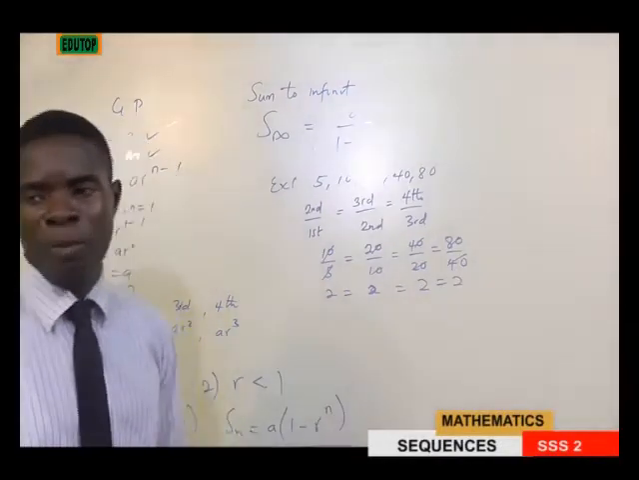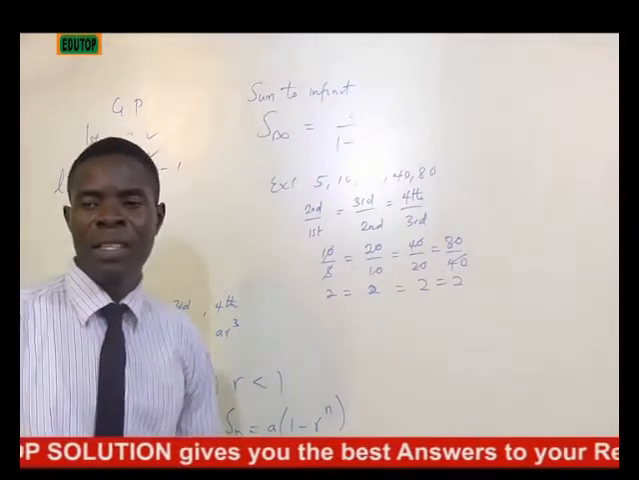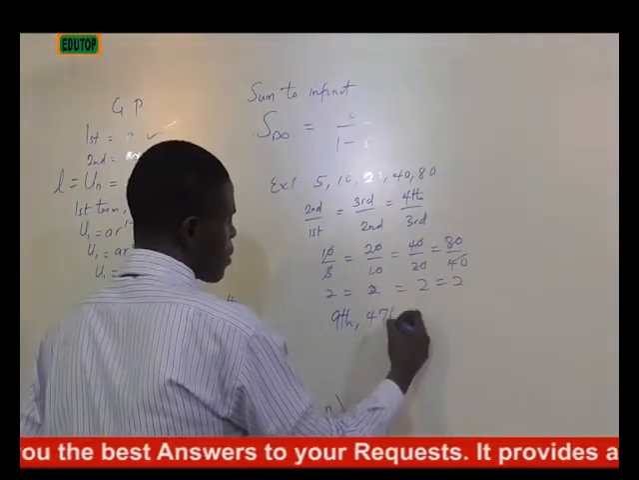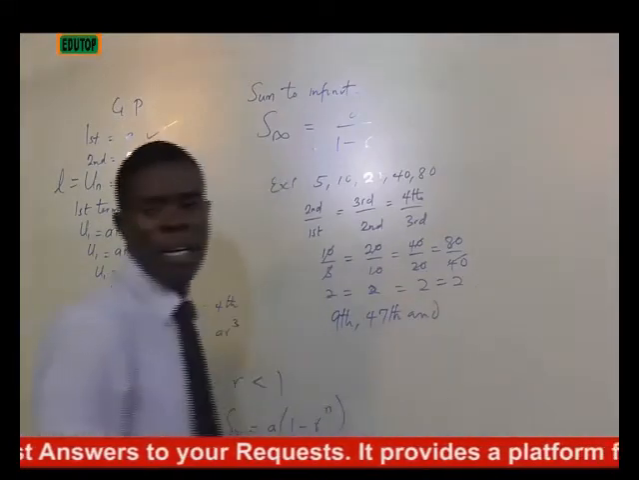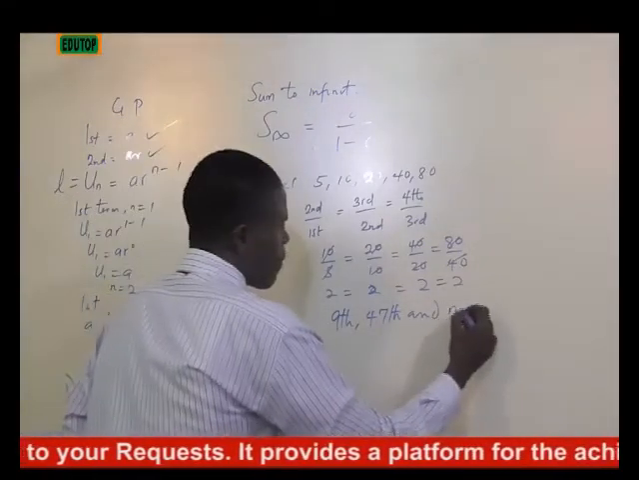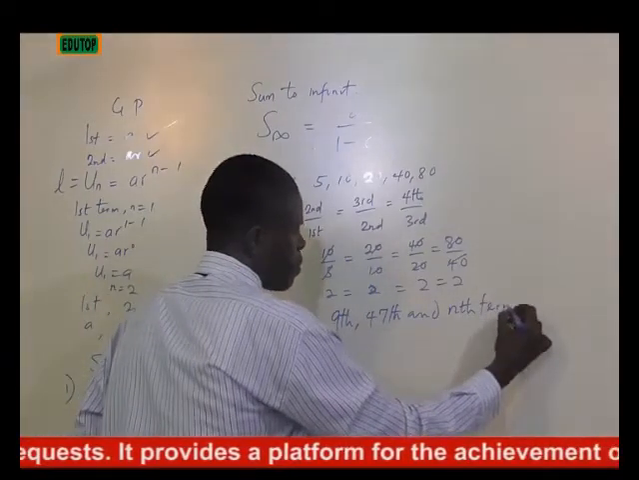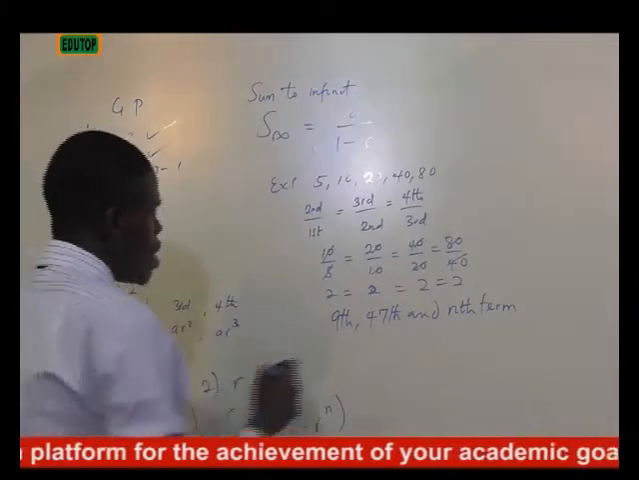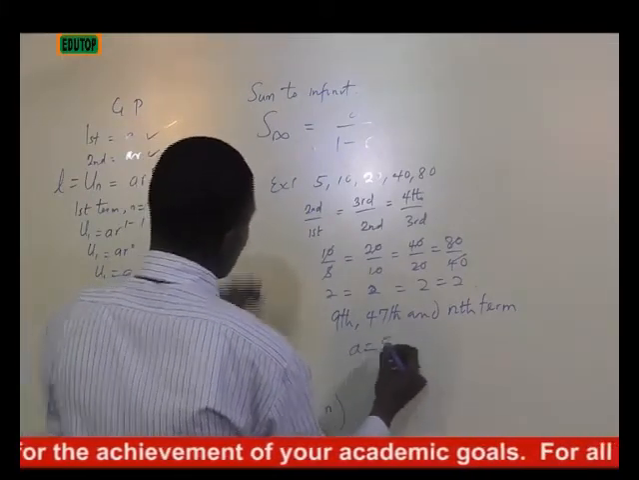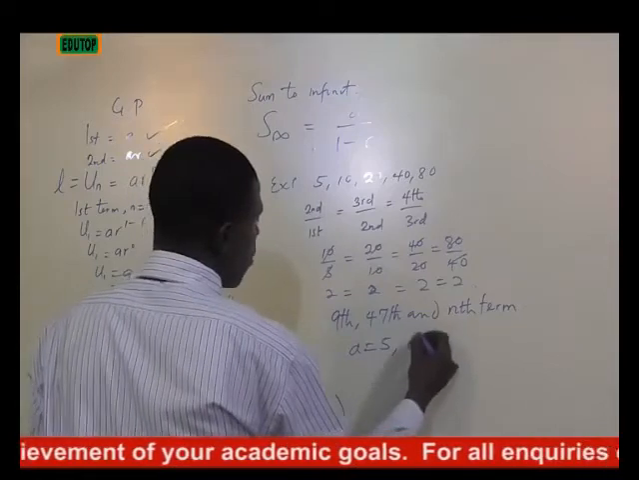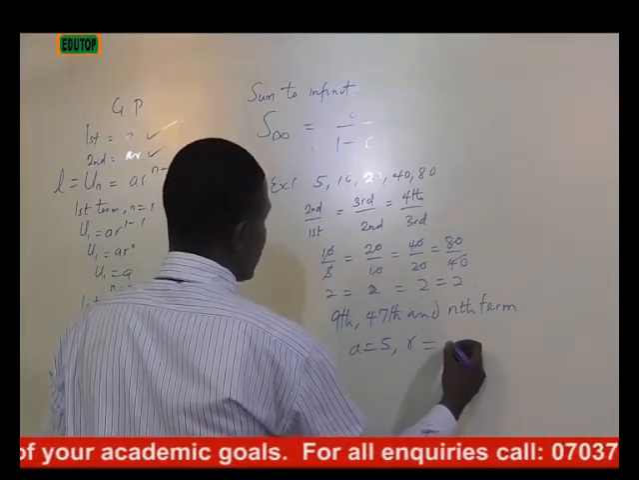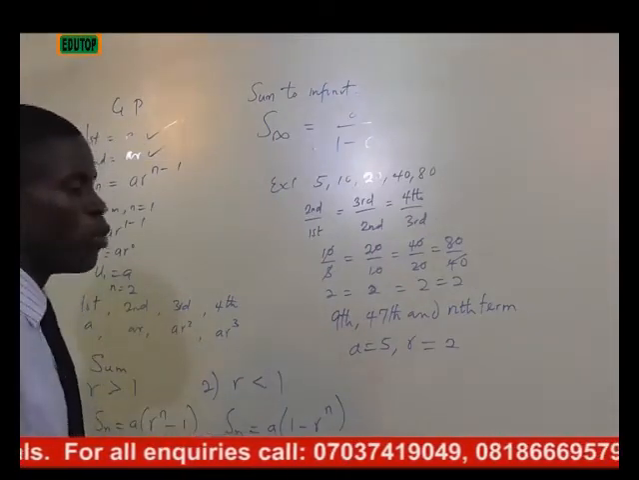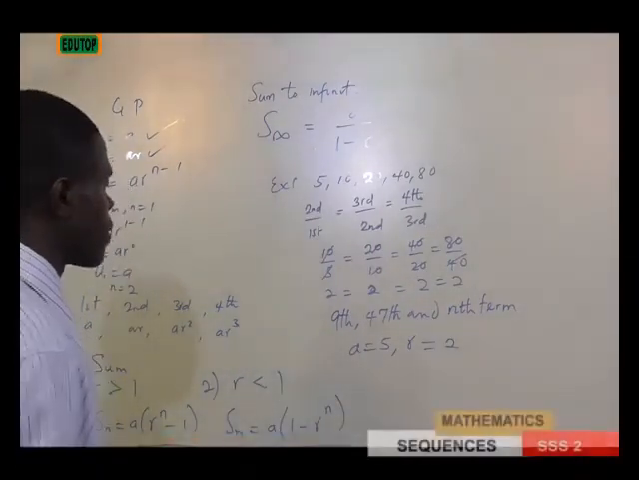Now the question asks us to find its ninth, 47th, and nth term. Based on this sequence, we know that our first term is 5, and our common ratio is 2. In GP we use common ratio. In AP we use common difference.